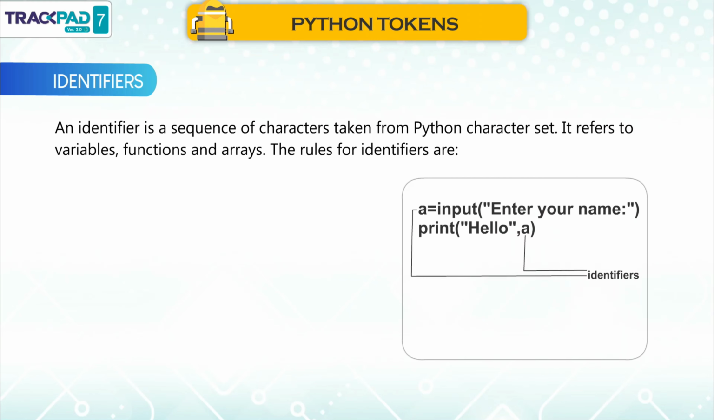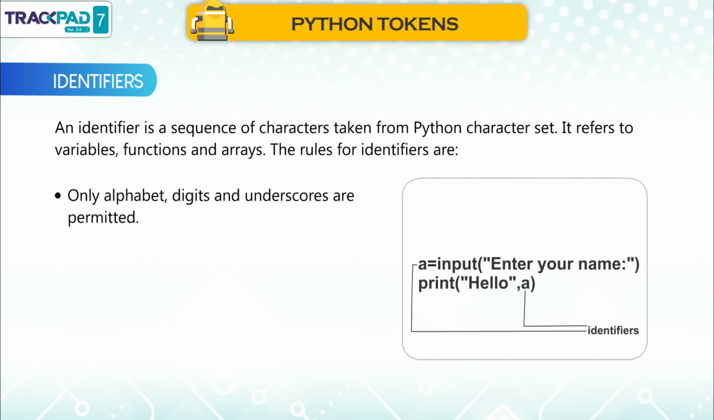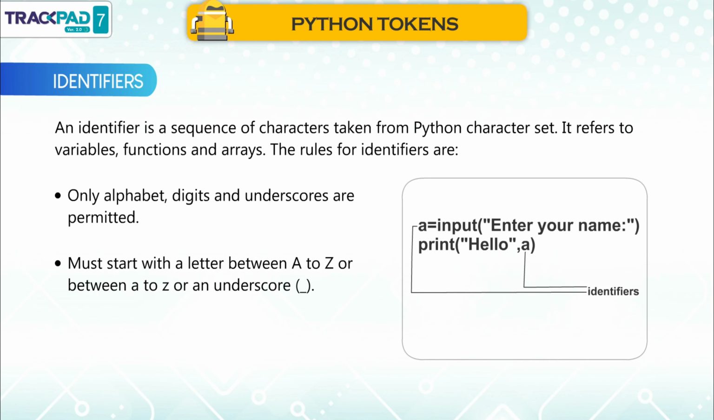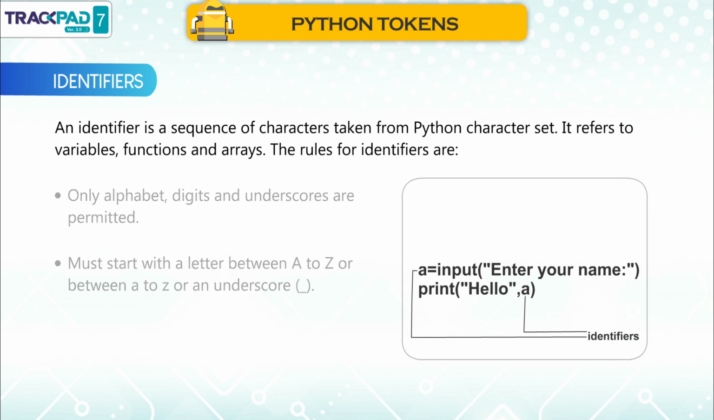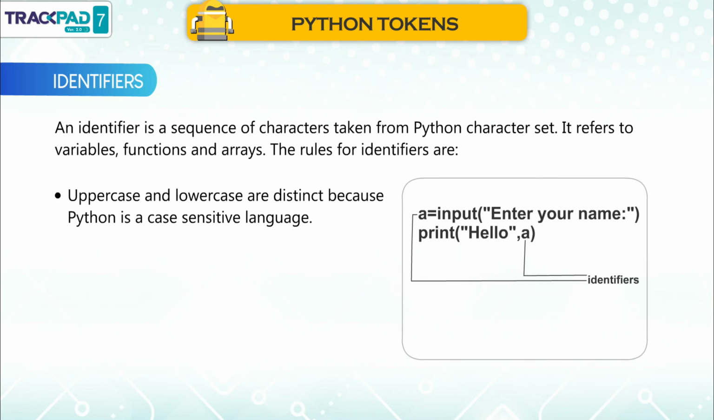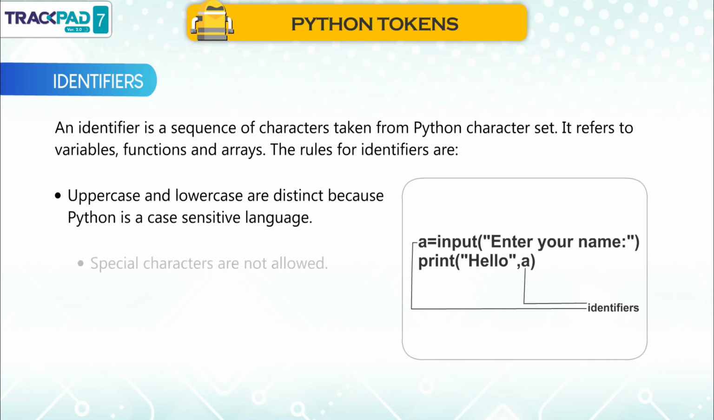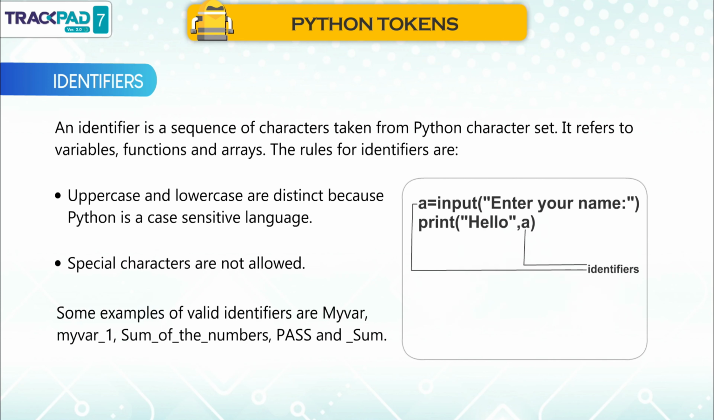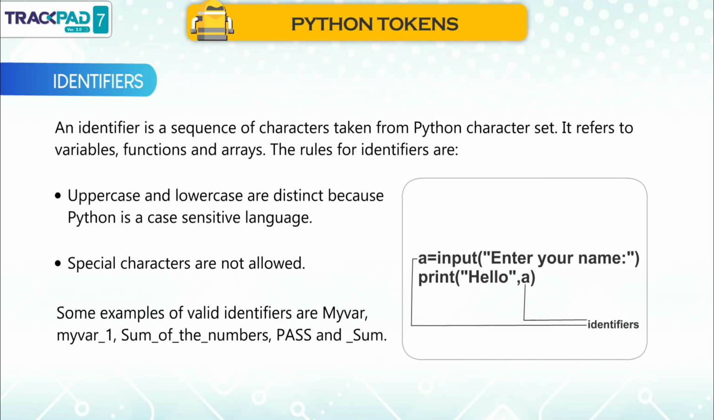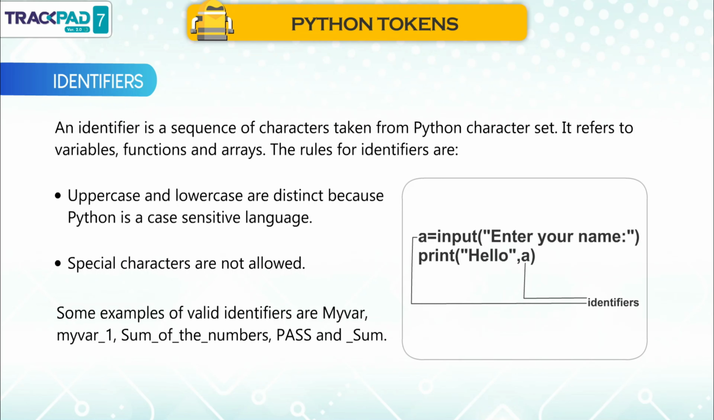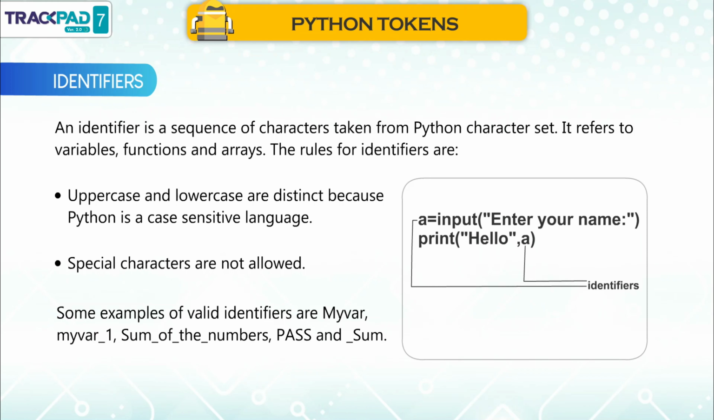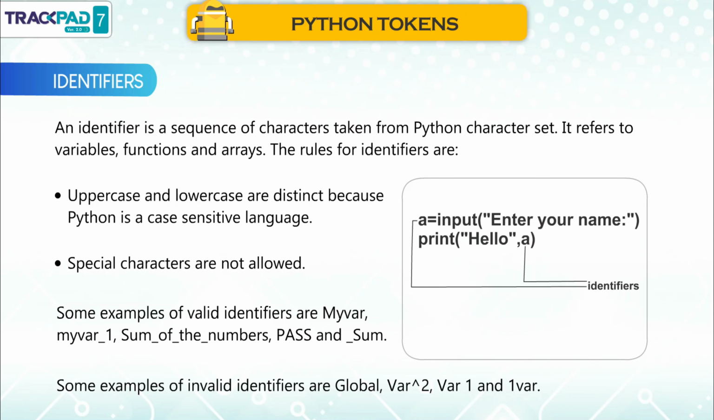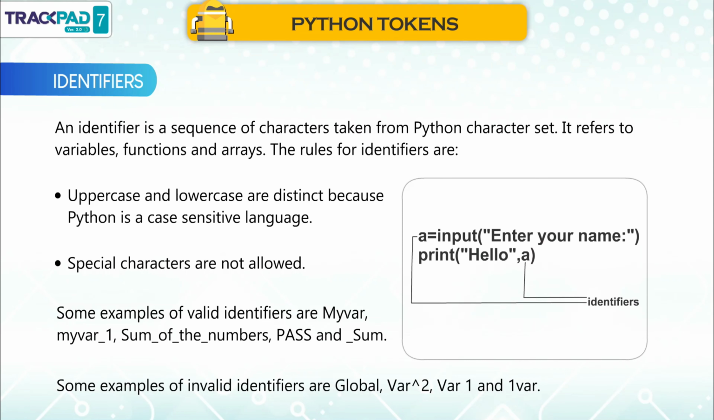The rules for identifiers are: only alphabets, digits, and underscores are permitted. It must start with a letter between uppercase A to Z or lowercase a to z, or an underscore. Uppercase and lowercase are distinct because Python is a case-sensitive language. Special characters are not allowed. Some examples of valid identifiers are myvar, myvar_1, sum_of_the_numbers, pass, and _sum. Some examples of invalid identifiers are global, variable^2, variable-1, and 1variable.